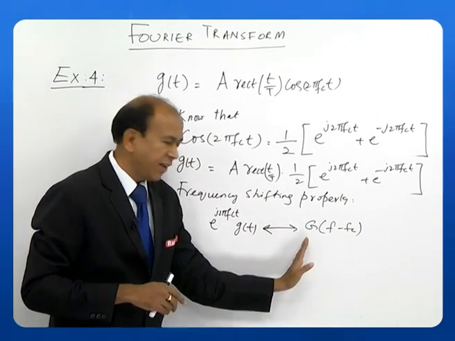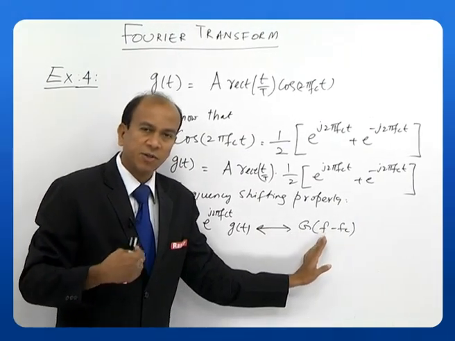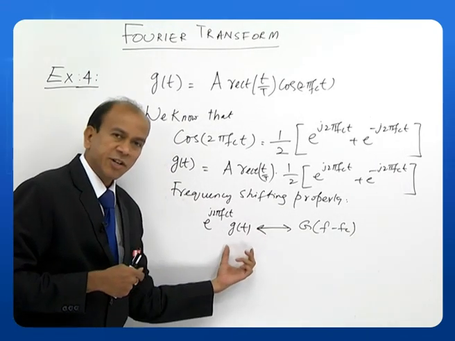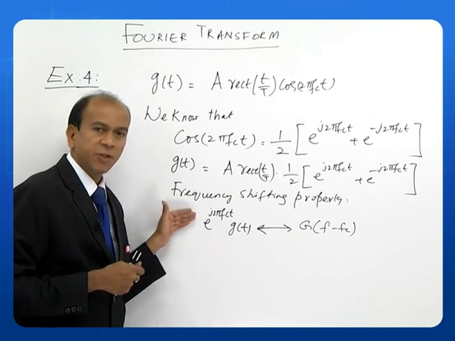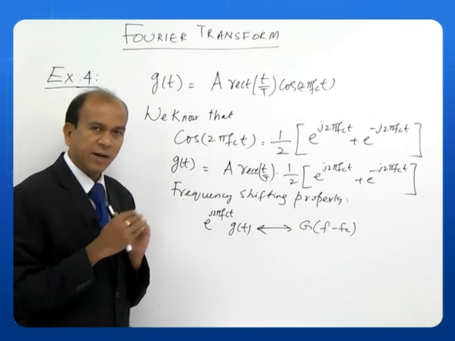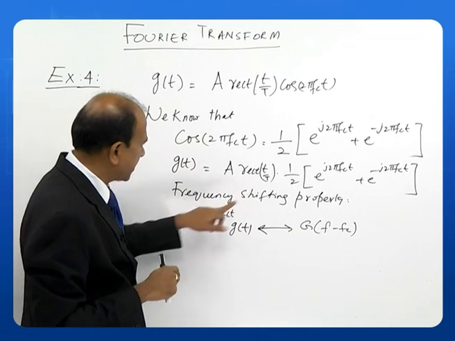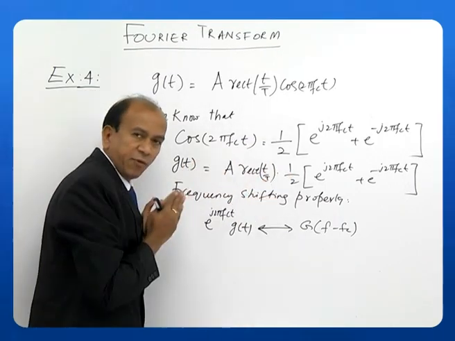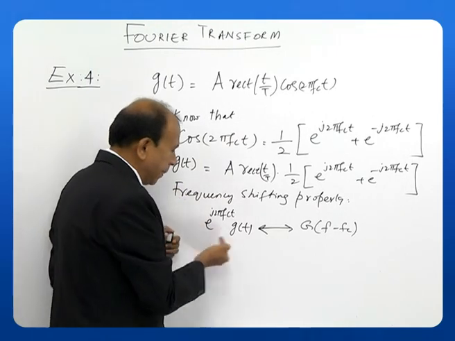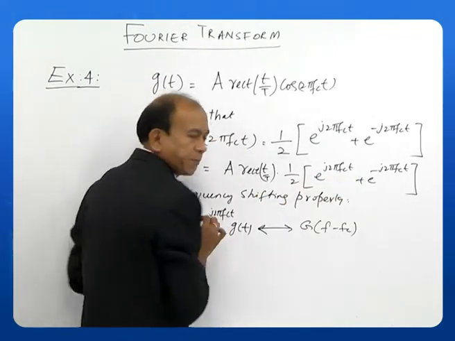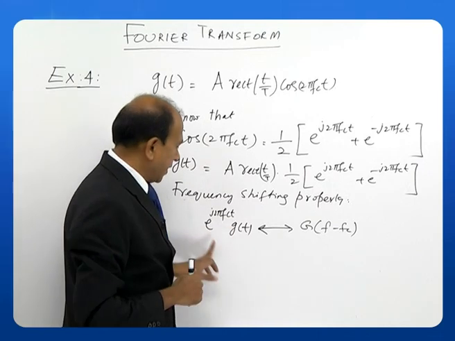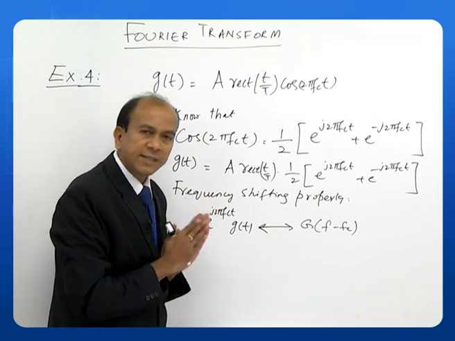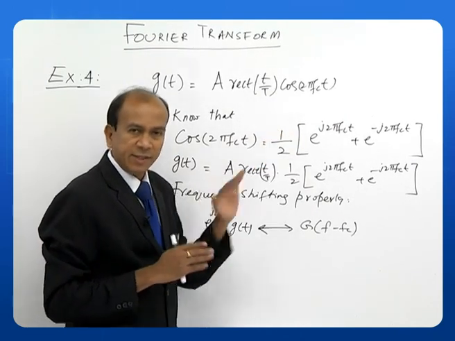That means, when the frequency is shifted from f equal to 0 to f equal to f_c, then the equivalent time domain representation will be multiplied by a factor e to the power of j 2 pi f_c t. Now, this is a perfect case. If you look at our example, g(t) is a rectangular function, rect(t/T), and then it is getting multiplied by e to the power of j 2 pi f_c t here, is it not? So, we can use this frequency shifting property and find out the Fourier transform of this. So, let us do that now.